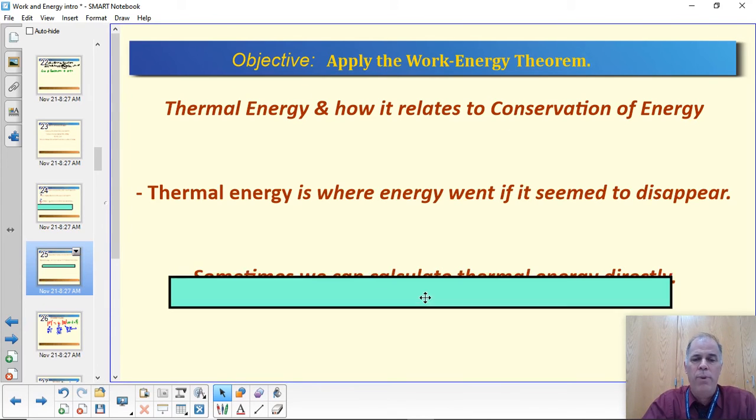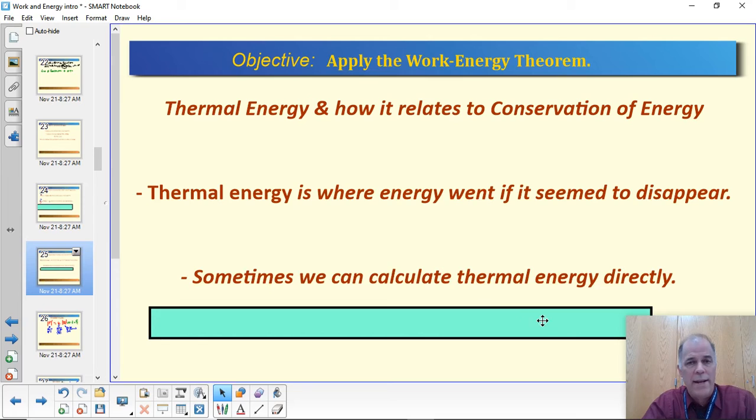Now, occasionally it is possible to calculate thermal energy directly, particularly when there's friction. Okay, so if we're dragging a block across the floor, there's a force of friction holding that block back. And all the time that we're dragging it along, we're working against that force of friction. So if we know the force of friction, and you guys know how to do that because you've used the friction equation before, and if you've forgotten, it's on the AP gouge, and you can find it in your notes or in the book.